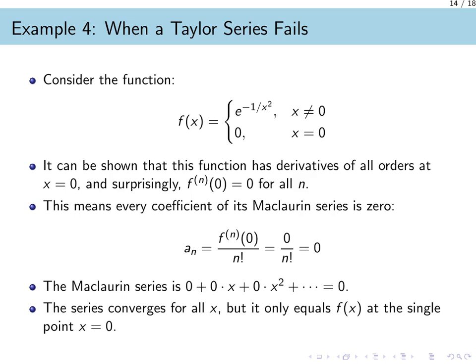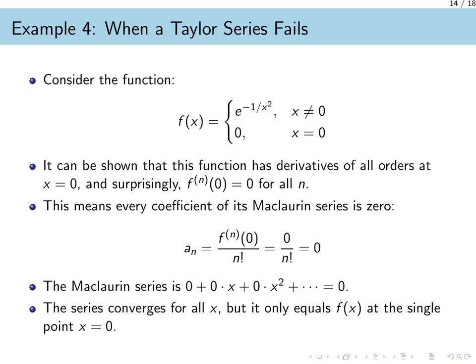The series converges for all x, but it only equals our original function f of x at the single point x equals 0. This example proves that just because a function's Taylor series converges, it does not necessarily converge to the function itself.